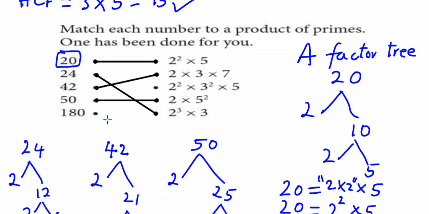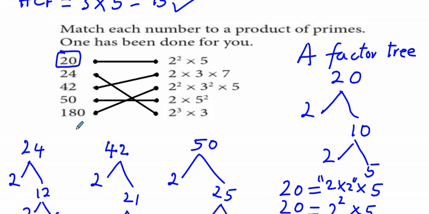And there we go. Now, we have one number, 180, and we have only one choice remaining. So automatically this will be matched like so, because one choice is left on the left hand side and another choice is left on the right hand side. So we just save time by matching it straight away.